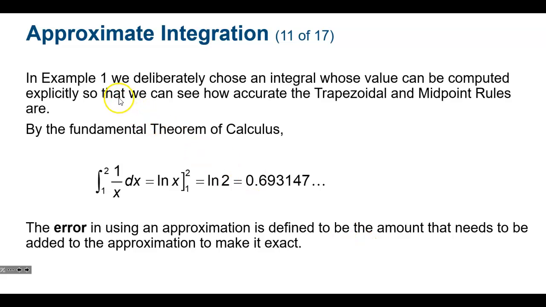Now, in example 1, we deliberately chose an integral whose value can be computed explicitly so that we can see how accurate the trapezoidal and the midpoint rules are. And by the fundamental theorem of calculus, if we found this integration in our previous sections, we get the natural log of x from 1 to 2, and that gives us 0.693147. Now the error in using an approximation is defined to be the amount that needs to be added to the approximation to make it exact.